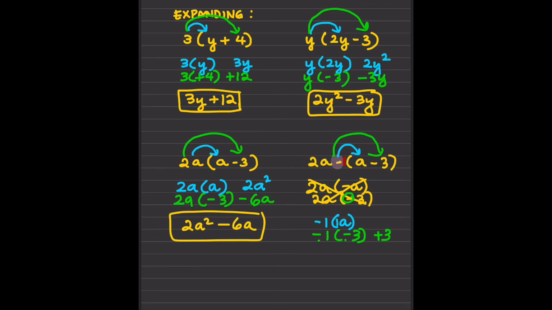Now this one is negative 1 times a. Remember, there's an invisible 1 there, so it's negative 1 times positive 1, which gives you negative. Negative times positive is negative, so you have a negative a. So now, this is how the equation looks: 2a minus a plus 3. And then you can simplify this part. So 2a minus a is a, plus 3. So this is the final answer.